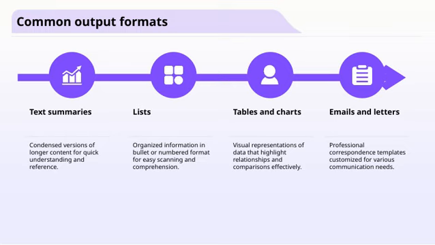Next, we have lists. Lists organize information into bullet points or numbered formats, making it easier to scan and comprehend at a glance. This format is great for breaking down complex ideas into manageable parts. Then there are tables and charts. These visual tools present data visually, highlighting relationships and comparisons that might be harder to see in text alone. They help us identify trends and patterns quickly, which is crucial for analysis and decision-making.